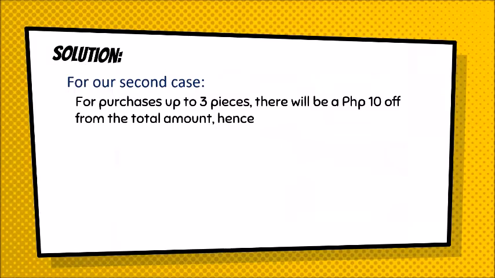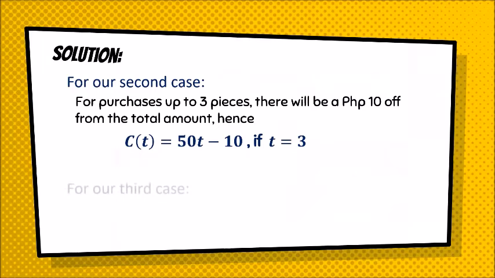For our second case, it says for purchases up to 3 pieces, there will be a 10 peso off from the total amount. It means that if you buy 3 pieces, there is less of 10 pesos from the total amount. Hence, we have CT equals 50T minus 10 if T is equal to 3.